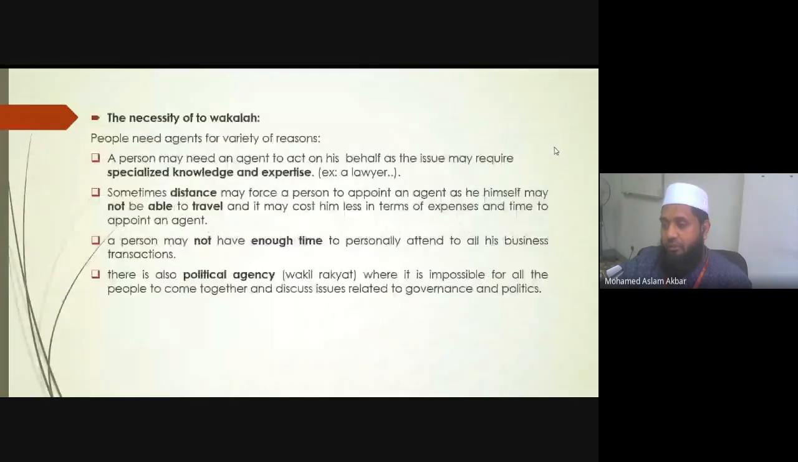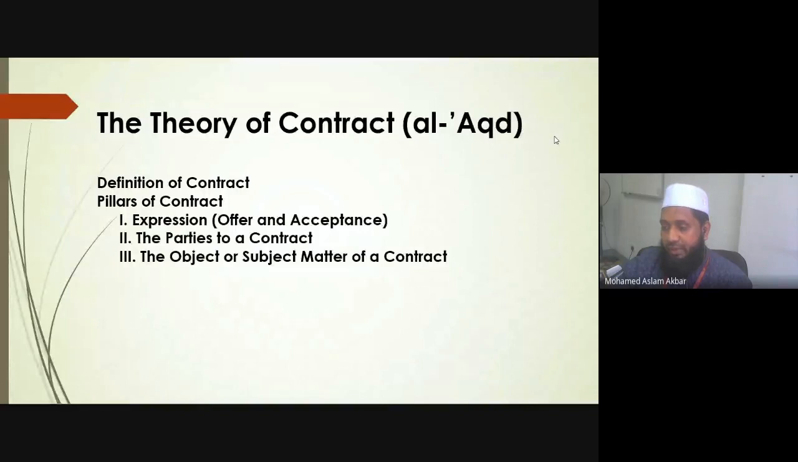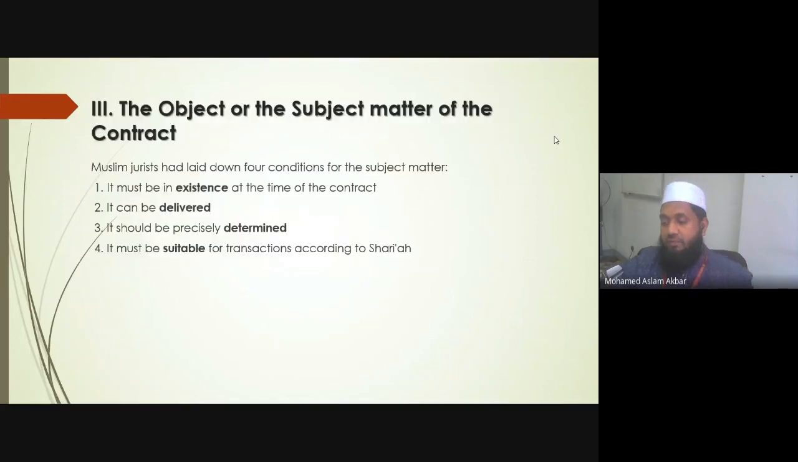So now let me take you back again. This is the last one: the theory of contract, the object, the subject matter of the contract. Remember, when we talk about this subject matter, what I mean is the thing. For example, I want to sell my pen. I have it, my pen. So now I want to sell this. I have the intention to sell this.